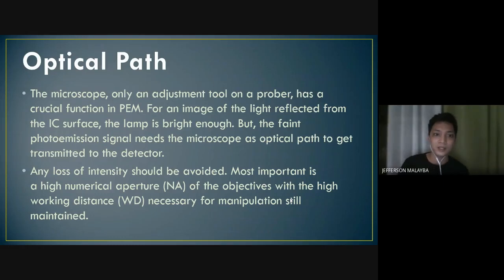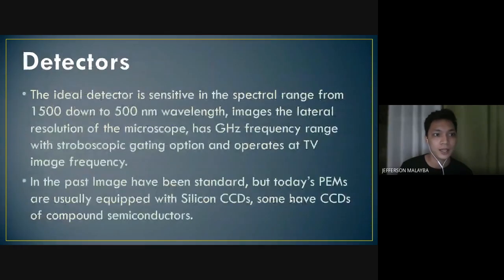So the third one is the detectors. The ideal detector is sensitive in the spectral range from 1500 down to 500 nanometers wavelength, has a lateral resolution of microscope, has gigahertz frequency range with stroboscopic gating option, and operates at TV image frequency. In the past, image intensifiers have been standard, but today's PEMs are usually equipped with silicon CCDs. Some have CCDs of compound semiconductors.